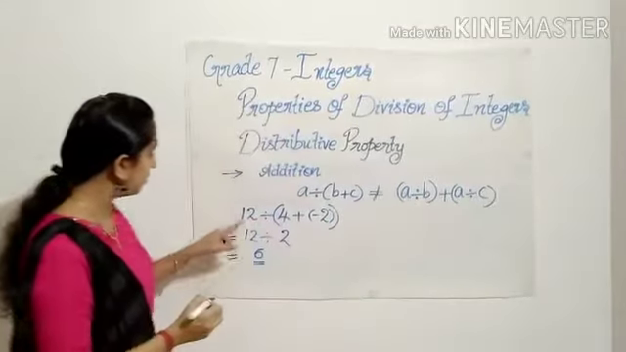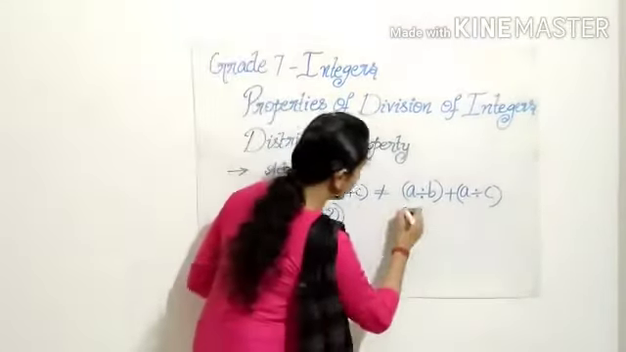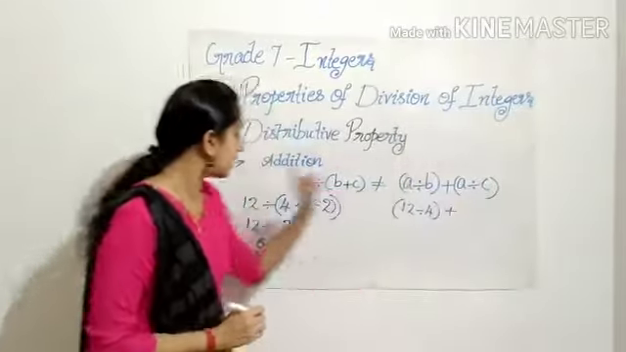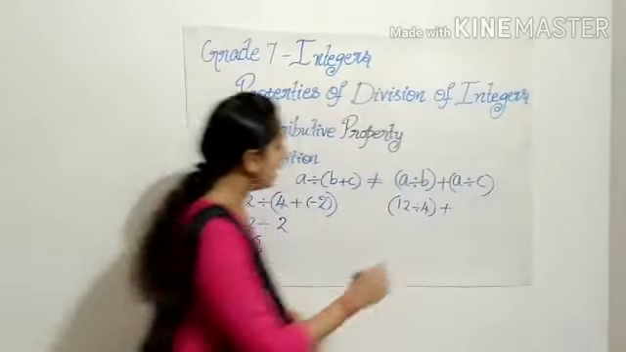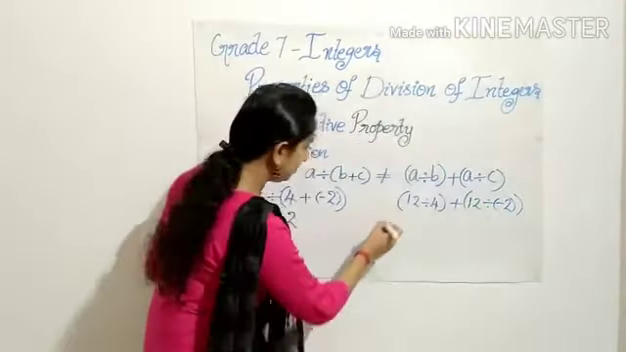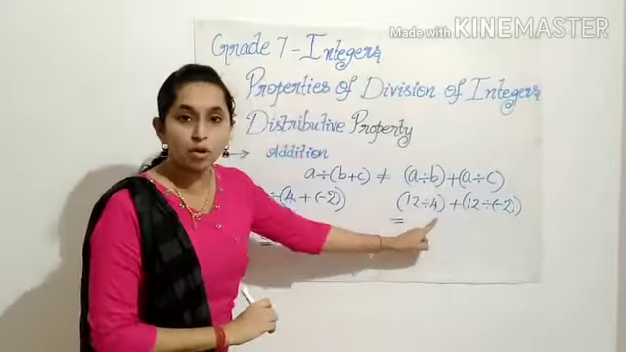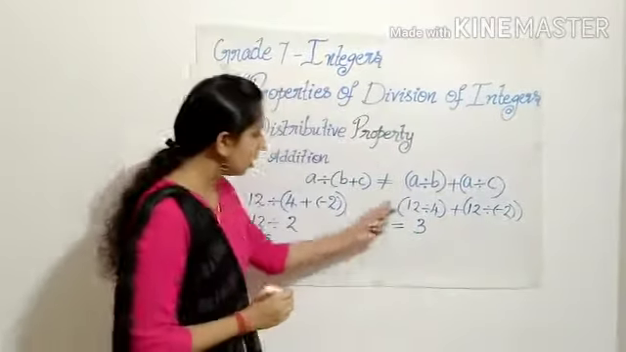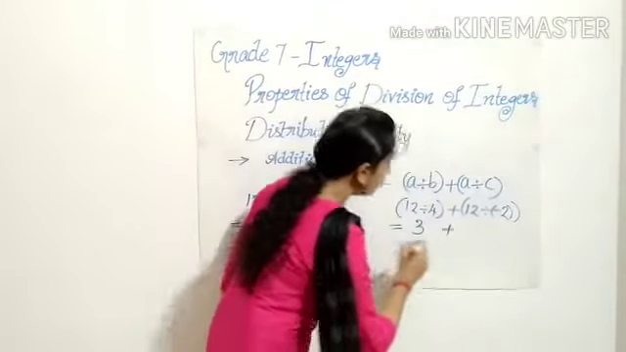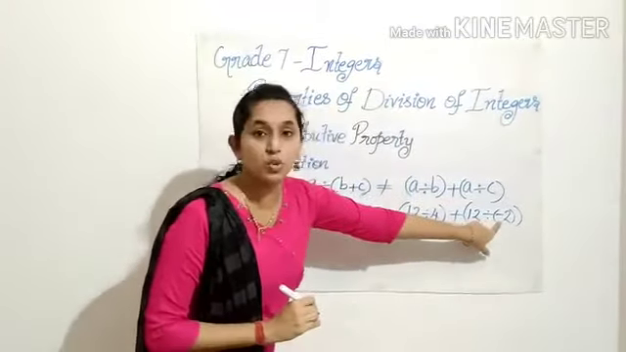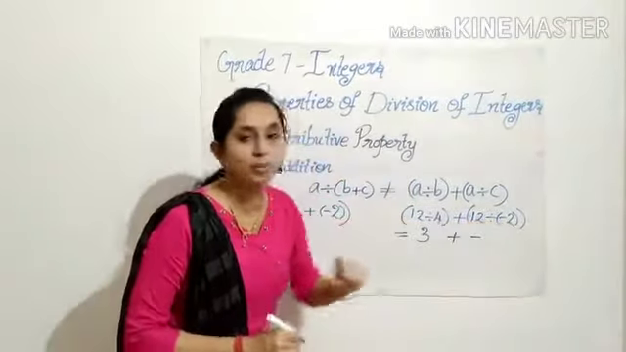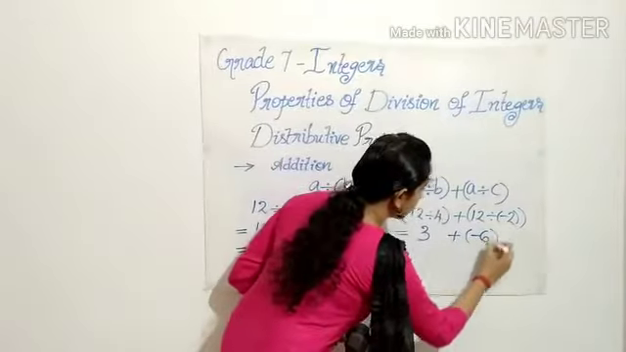a divided by b means 12 divided by 4, plus a divided by c means 12 divided by negative 2. Let's check what answer we get here. 12 divided by 4 is 3, right? Both the integers are positive, so the answer is also positive. Again, it is addition here, and 12 divided by negative 2: positive divided by negative is negative, and 12 divided by 2 is 6. So we get negative 6 here.